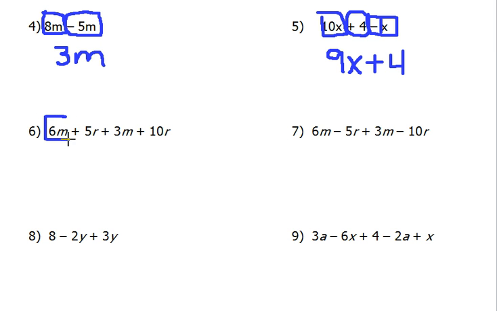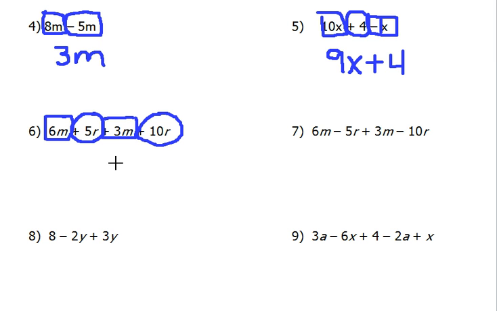In the next example, I'm going to put a box around the first term. It has an m variable, and there's another term here with an m. There's a plus sign in front of it, so I grab onto it. There are no more terms with m, so now I'm going to go back and put a circle around this term with a variable of r, and a circle around this term with a variable of r to indicate that these two are like terms.